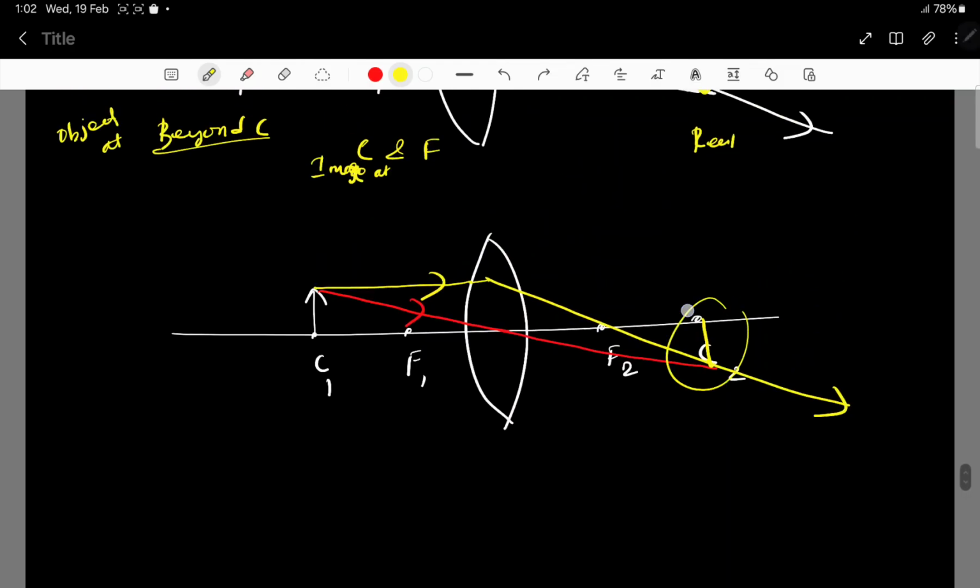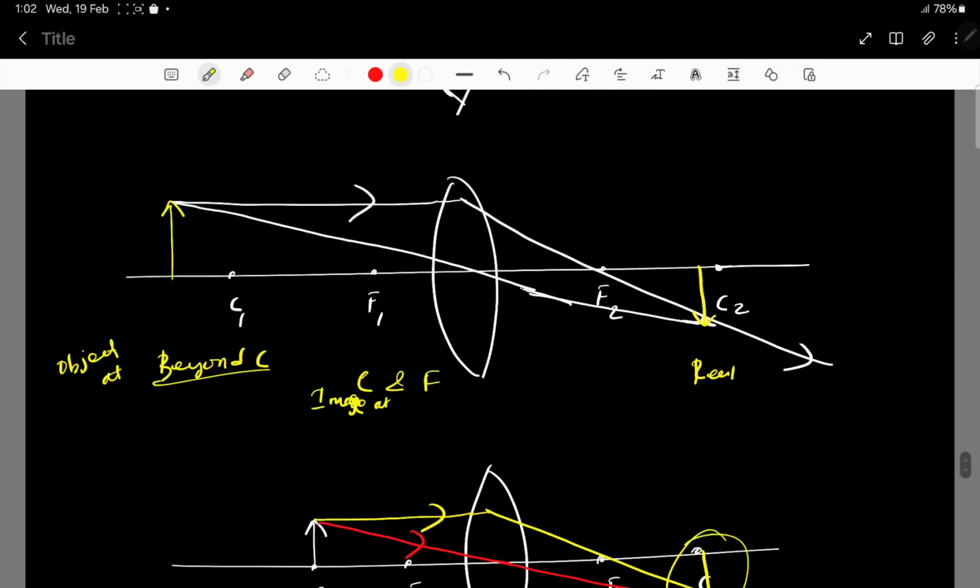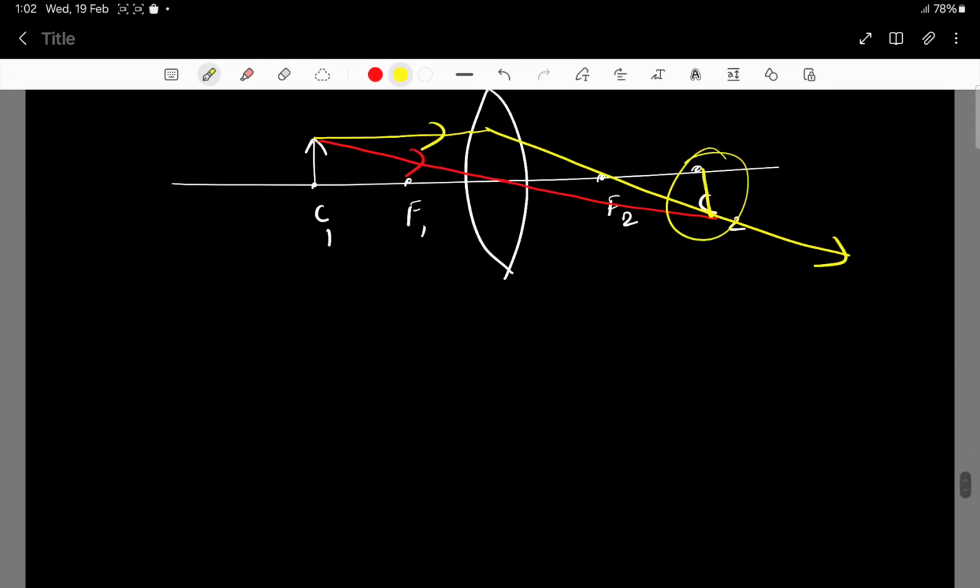Here the image is having the same size as that of the object, but here the image is having somewhat of a shrunk image we got. Now consider another case.